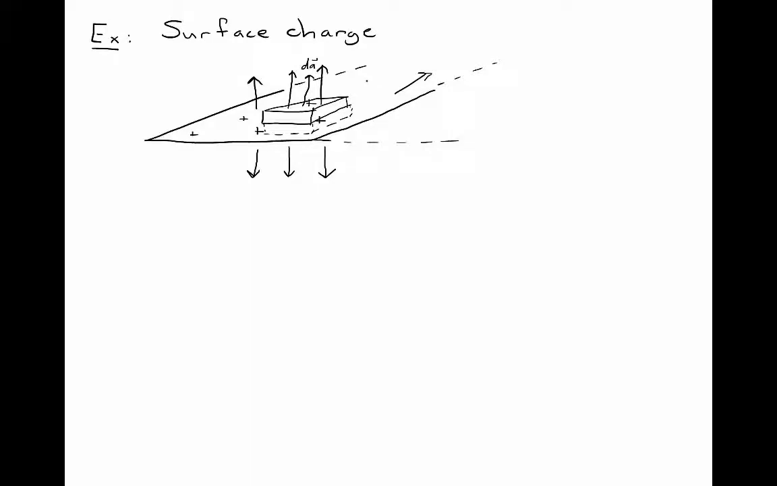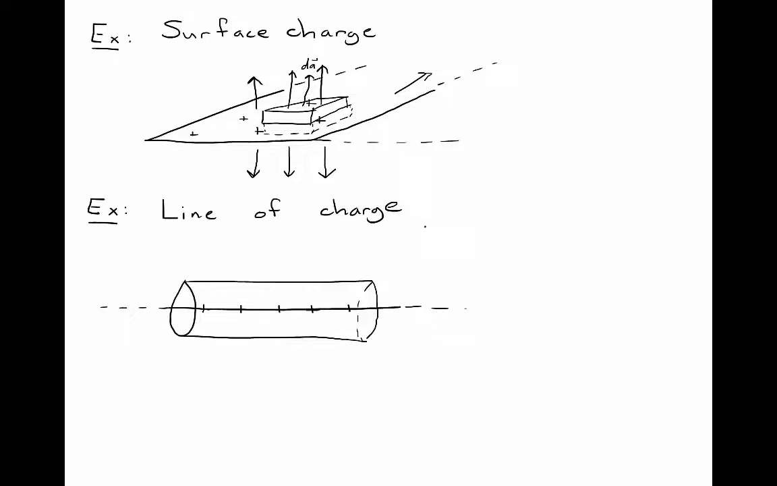Okay, let's look at another common example. Our next example is going to be a line of charge. If we have a line of charge, let's say it's positive charge, then our electric field is going to be pointing away from the charge in kind of a radial manner. Like if you were looking head on down your wire of charge, then your electric field would look something like this. But if we're looking at it from the side, our electric field looks something like this.